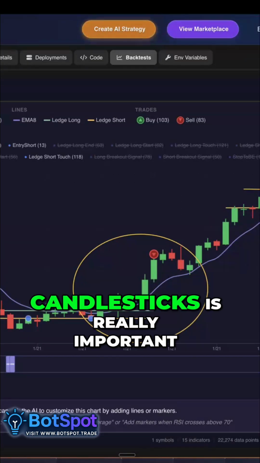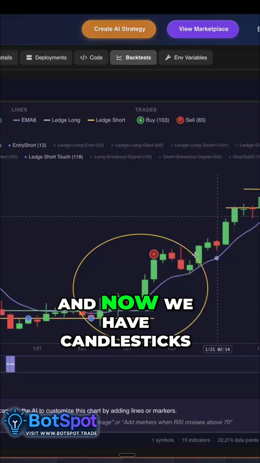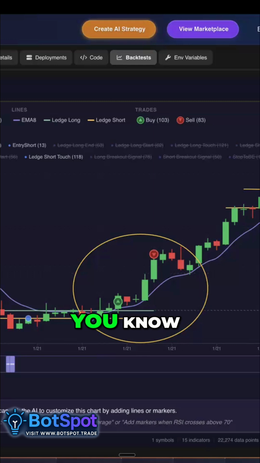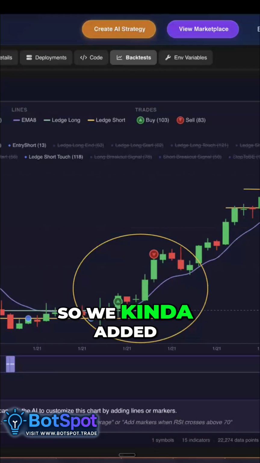And candlesticks are really important, so we added the ability to do OHLC data, and now we have candlesticks. And then there was a lot of stuff where it's like, why can't I just ask the AI about this? We were typing it in, and I'm like, why am I typing this? Why isn't there just a button for it? So we added that in.